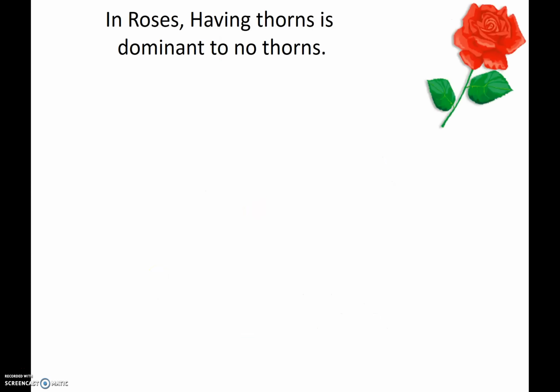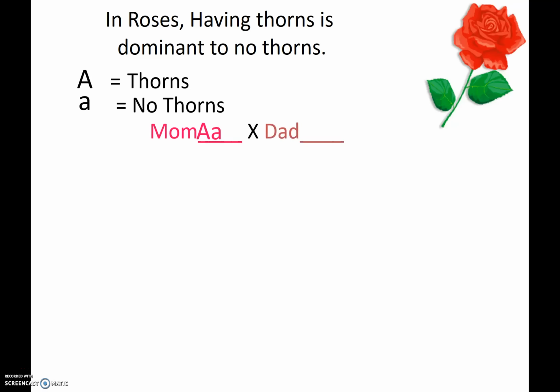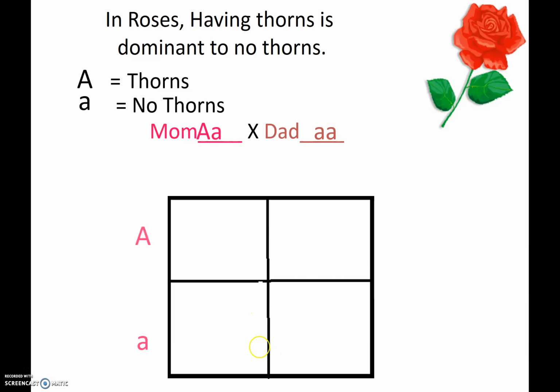So here's an example problem. In roses, if having thorns is dominant to no thorns, the first thing you always want to do is write down what is dominant, what is recessive. And let's say you have a heterozygous mom crossed with the homozygous recessive dad. You set up your Punnett square. Now it doesn't matter if the mom goes here or on the side or on the top. Either way, the Punnett square inside will still be the same. So when you set up this Punnett square, offspring number 1 is going to be heterozygous. Offspring number 4 is going to be homozygous recessive. So I tried to color code this for you so you can see here.